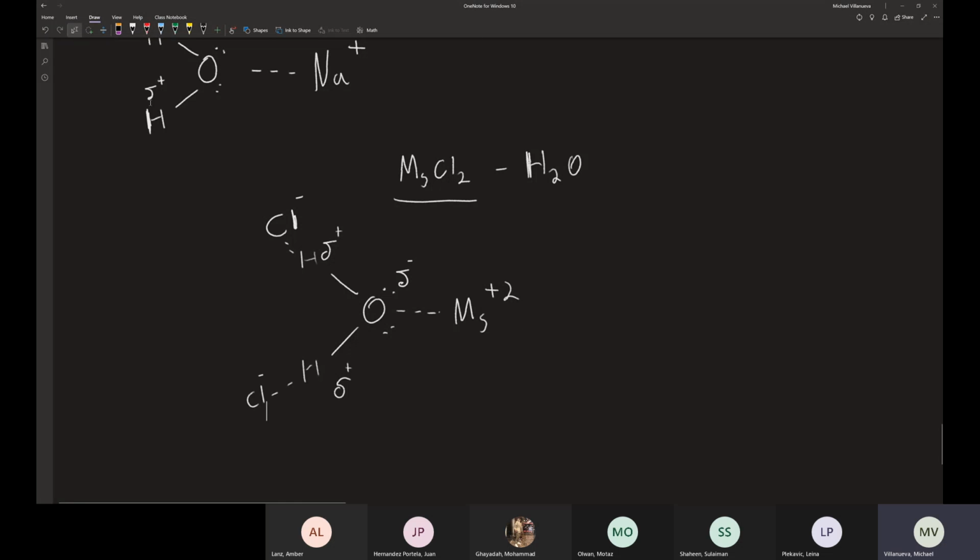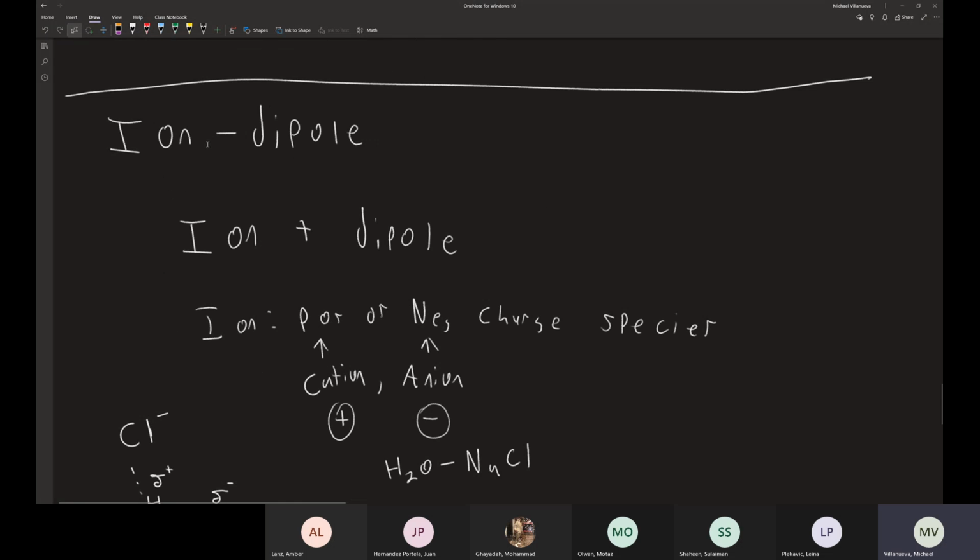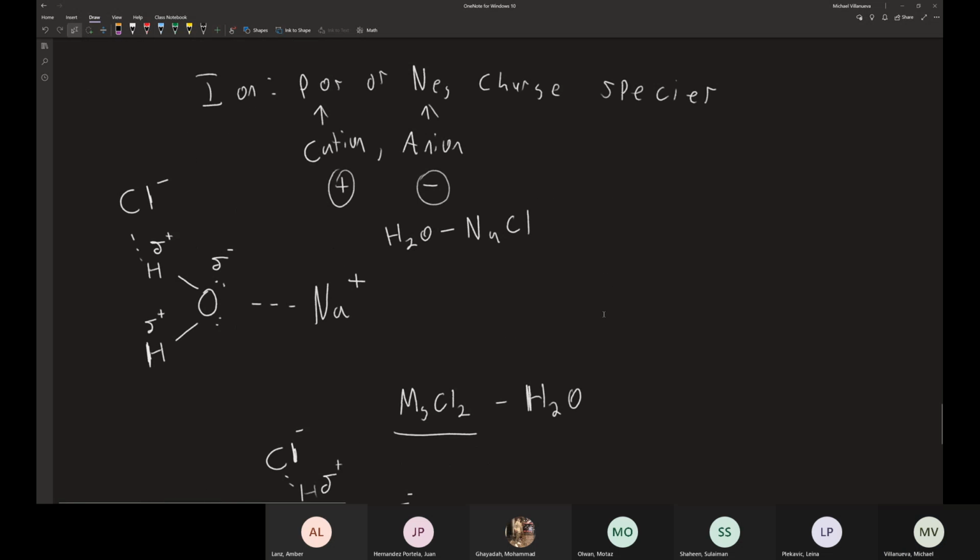So whenever you see a molecule that has a dipole moment matched with a molecule that is an ion or an ionic compound like NaCl, MgCl, pretty much any ionic compound, we will almost always form what is known as an ion-dipole interaction. Any questions on that? All right, no questions.